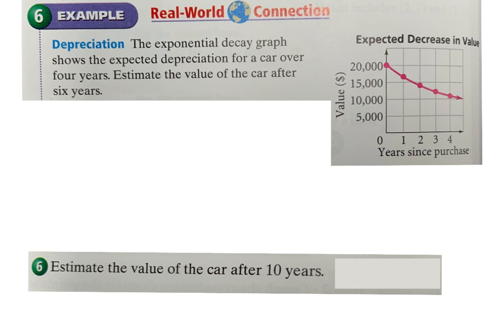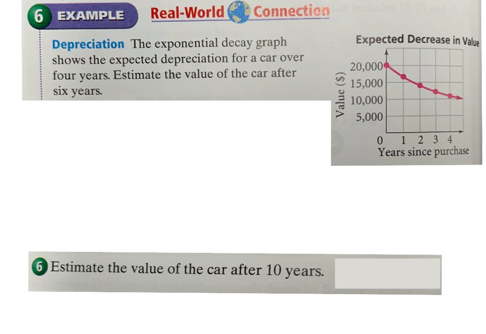And so a good example of this is a vehicle. All right. The exponential decay graph shows the expected depreciation for a car over 4 years. Estimate the value of the car over 6 years. Okay. And what you'll see with cars is that the value will never be negative, right? That doesn't make sense at all. But you will see it plateau a little bit with something like a vehicle. And so you'll depreciate exponentially, and then it'll kind of even off a little bit.